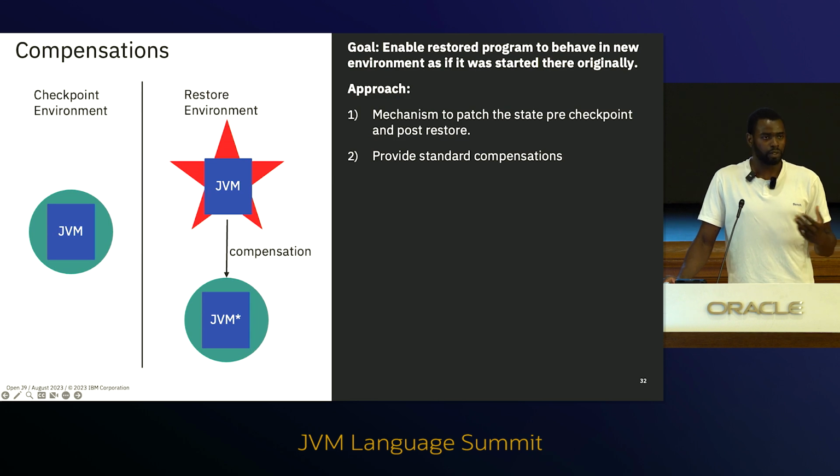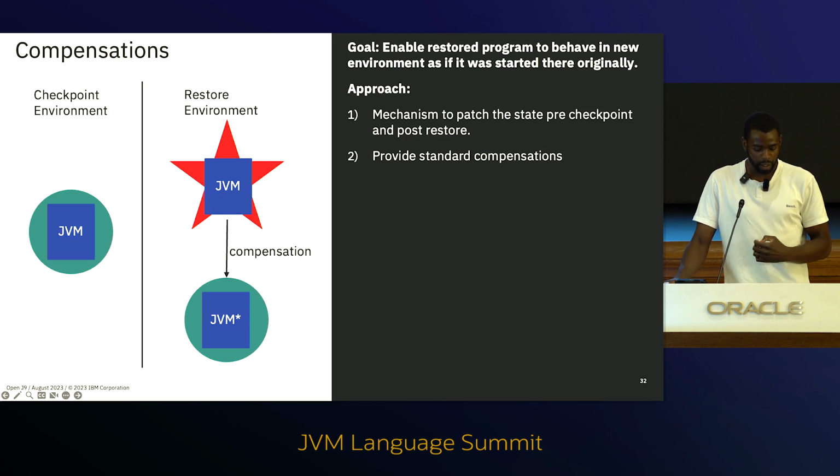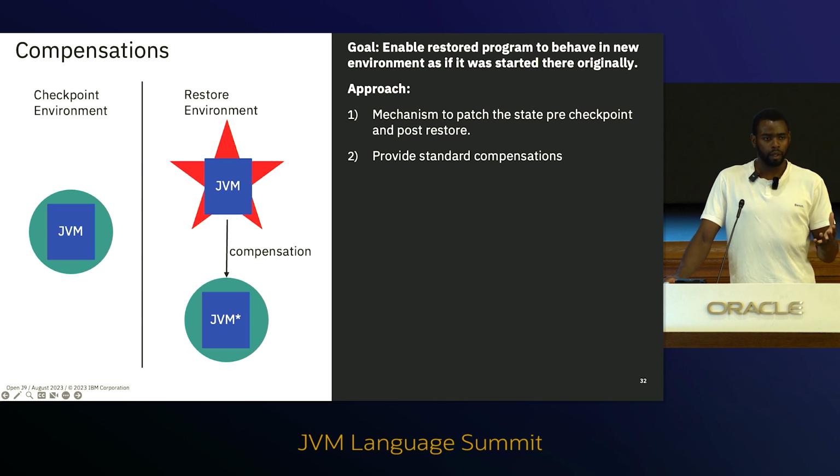To achieve this, there is one main requirement. We basically need a way to patch the state after restore, and possibly pre-restore as well in certain cases. And then we want to do as many of those patches automatically as possible. As I said earlier, we want to lower the barrier for existing applications to make use of this. And so the more the JVM can do, the less the application has to do to leverage this.